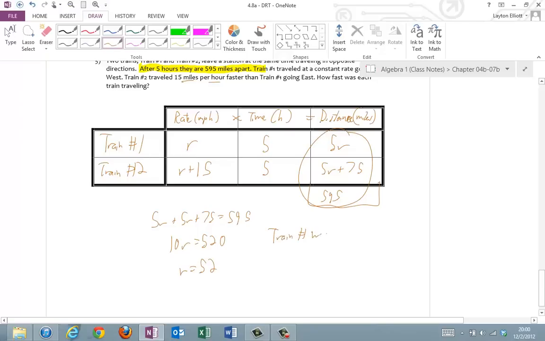Train number 1 was going 52 miles per hour. And train number 2 was going, well, r plus 15, so 67 miles per hour.